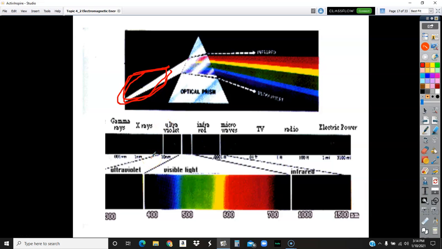Black light, by the way, I remember back in the 80s, my brother used to have these posters. They glow in the dark with these black lights.